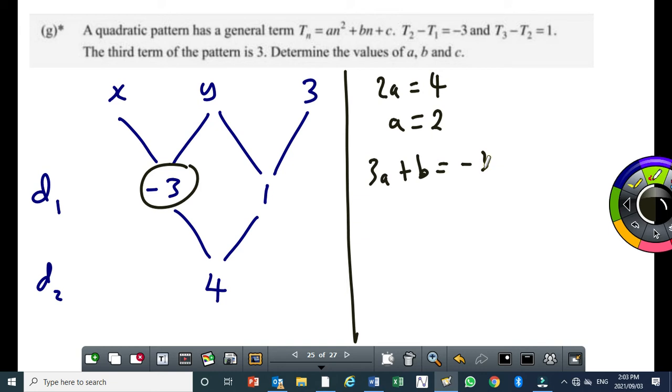So B is going to be minus 3. B is equal to minus 3 minus 3 times A, which is the 2.